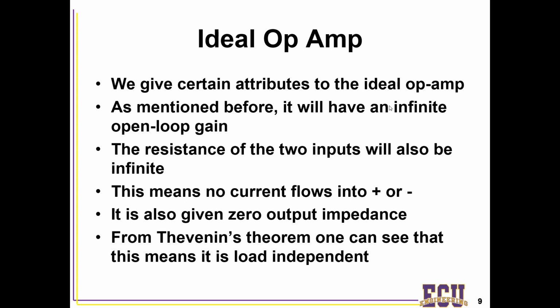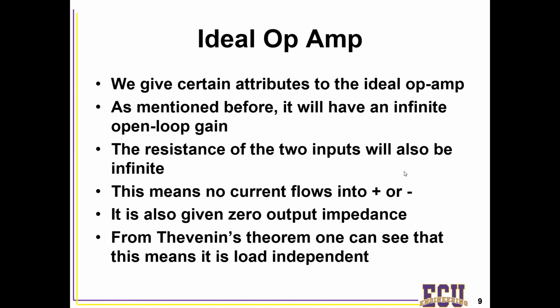So let's talk about some characteristics of the ideal op amp. We've already mentioned some of those. We want to have an infinite open loop gain. So ideally we want to be able to multiply the differential between the positive and negative input voltages by infinity, and that will be our output. The resistance of the two inputs will also be considered infinite. In the real world, it's just going to be very large, as I mentioned before. What that means is that for an ideal op amp, we will have no current flowing into the plus or negative input on the op amp. And that will be very important once we start analyzing some of these typical configurations.